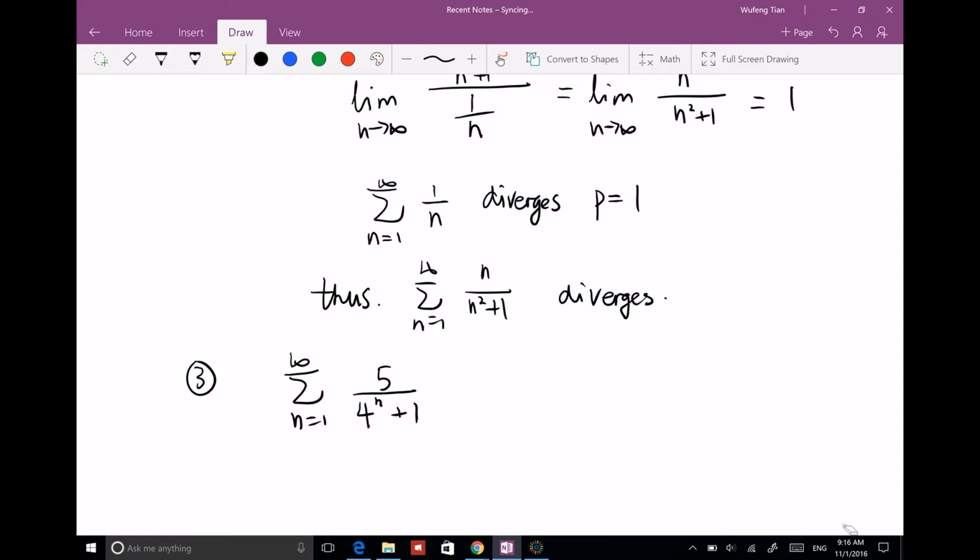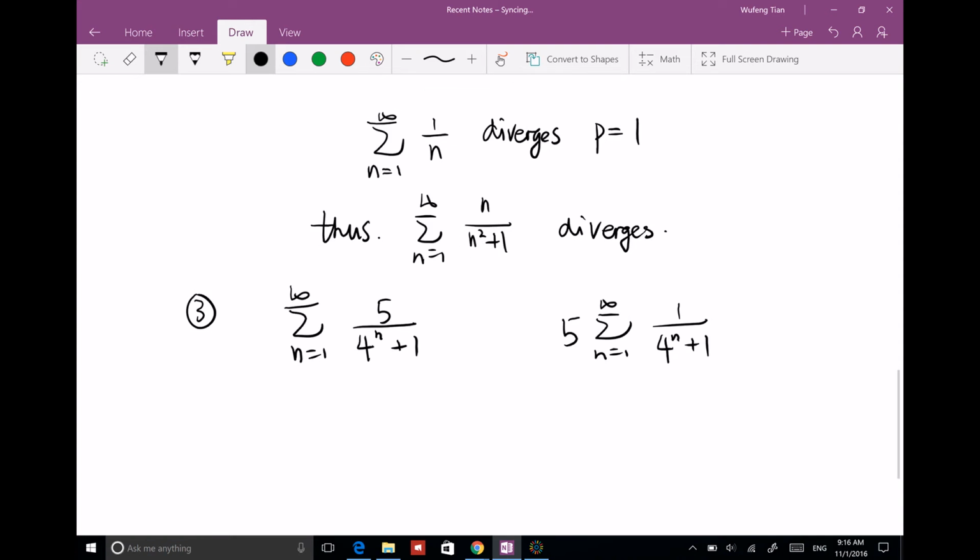Then I can change it a little bit. You can take the 5 out. It doesn't matter. It does not change a lot of things. How about now? So we can compare. Could you please tell me which series you think I can compare with? One over 4 to the power n. This one for sure converges because this is a geometric series, 1 over 4 to the power n. Ratio is 1/4. Make sense?